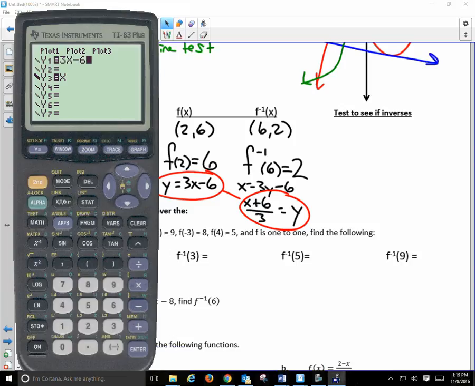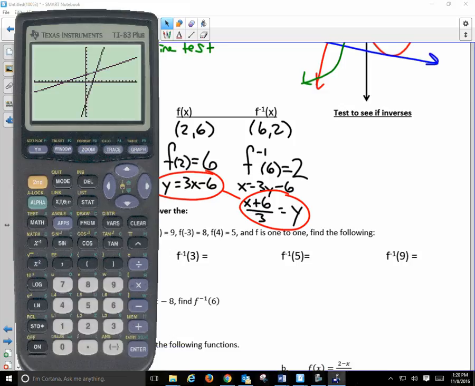3x minus 6. And then I'm going to type in x plus 6 divided by 3. And I'm going to get rid of this one right here. Okay. And I'm going to zoom as a square. And look at my graph here. I have these two graphs. And here's something that's interesting about them as inverses.